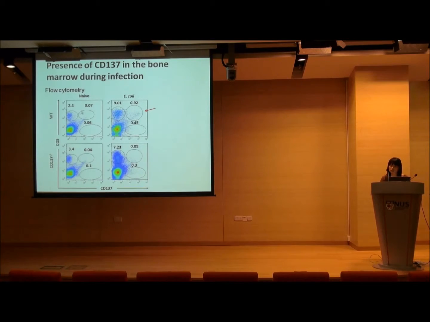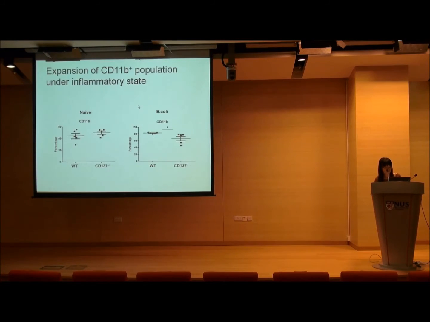To know whether the cells are T cells, I need to look for the marker called CD3. So this is CD3 and this is CD127, and this is the cell of interest. In the naive mice, which are mice not infected with pathogens, we have very few cells positive for CD3 and CD127. So meaning that there are no activated T cells in the bone marrows. But once they get infected with E. coli, we see an upregulation of the population from 0.07 to 0.92. You may say this is too small, but actually the T cells are indeed a very small population in the bone marrows, but they are doing big jobs over there.